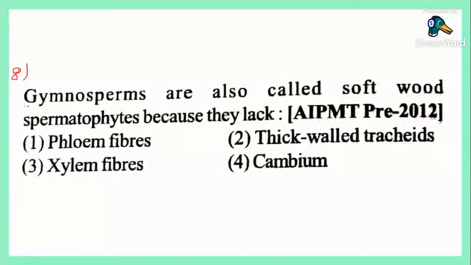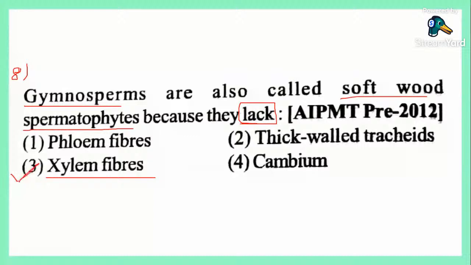Question number 8. Gymnosperms are also called softwood spermatophytes because they lack. We studied this, right? Gymnosperms lack something. So gymnosperms are called softwood spermatophytes because they lack what? Because they lack xylem fibers.